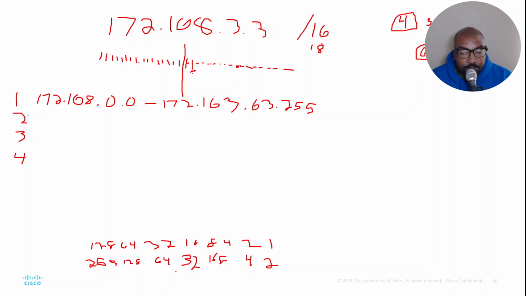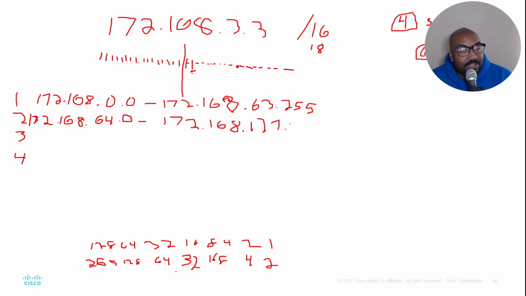Okay, let's do the second one now. 172.168. Sorry, that's a busted 7. 168. Now, where do we leave off at? .64.0 through 172.168. Okay, let's make this A2. 168.127.255. Okay, here are our increments. They are occurring in the third octet because we borrowed in the third octet. Let's go to the third subnet.